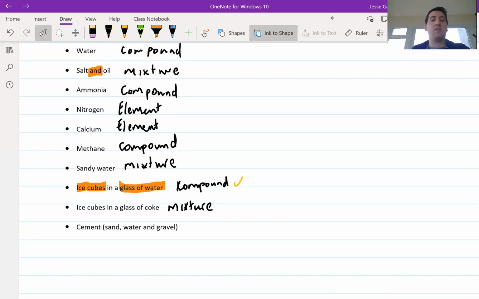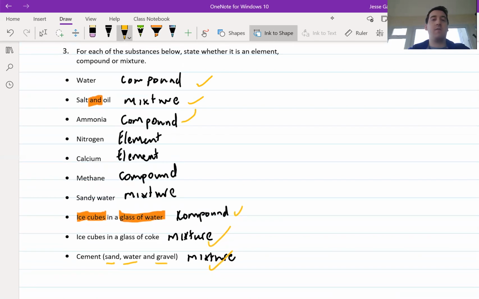Cement, which is sand, water, and gravel. This is going to be a mixture. That one might have been tricky to understand, but it is a mixture. It's just a mixture of sand, water, and gravel. They don't all combine to make a magic new substance. It is a mixture that goes hard and holds stuff together, but it's not a new substance. So correct your answers, either tick them or fix them.